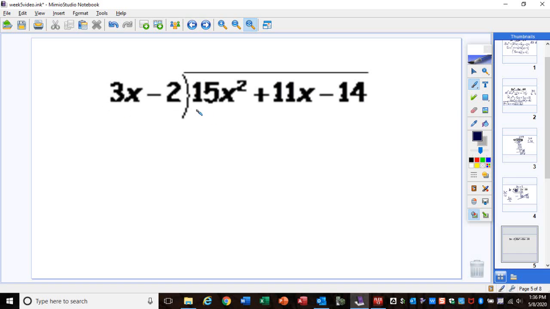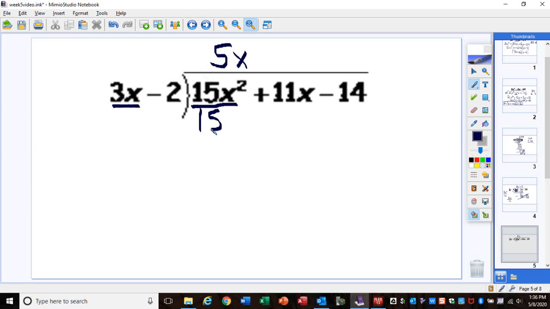Okay, so here's the idea. You want to take the first term here and divide it by the first term here. Now think about 3 goes into 15 5 times. And x, just x, goes into x squared x times. And if you're not sure, just write it off to the side like I did. 15x squared divided by 3x is 5x. Now, take 5x times 3x, and you're going to get the same thing.